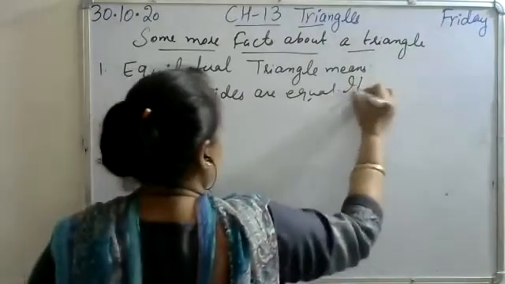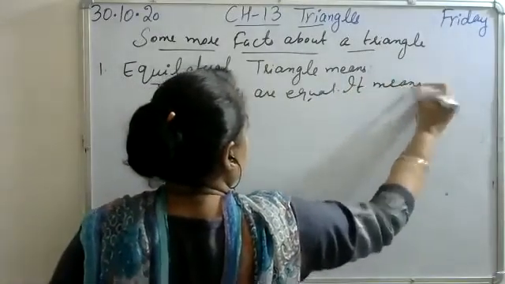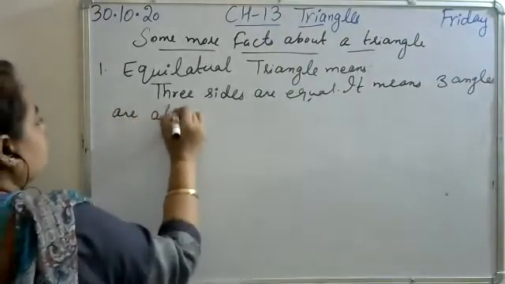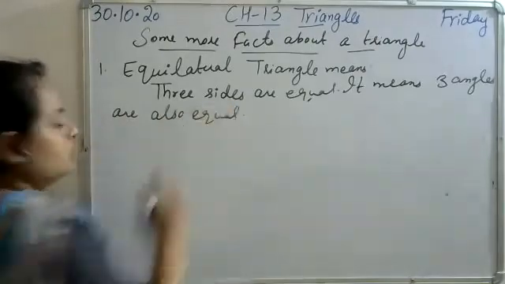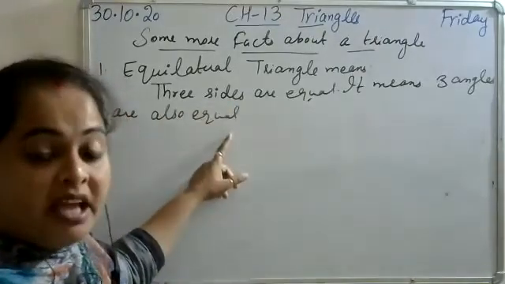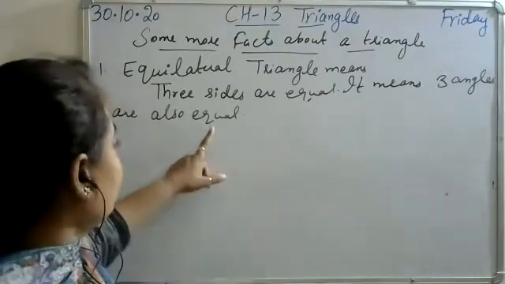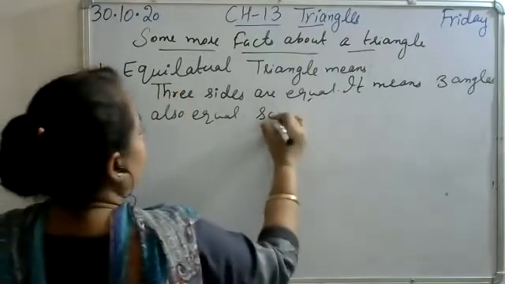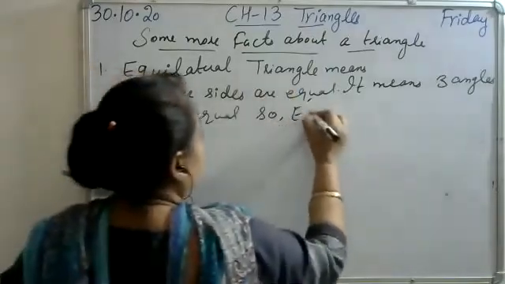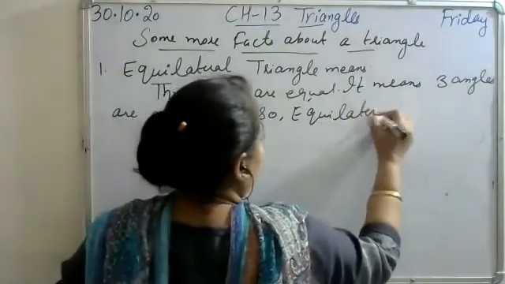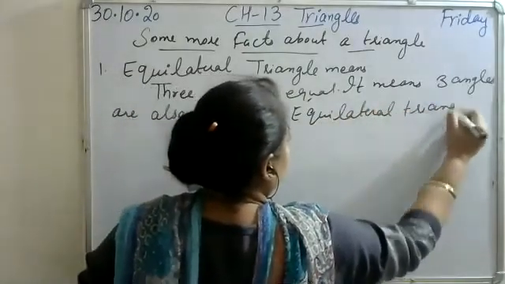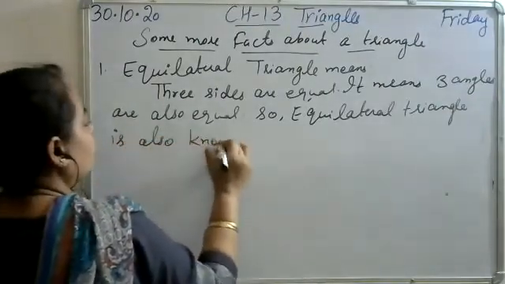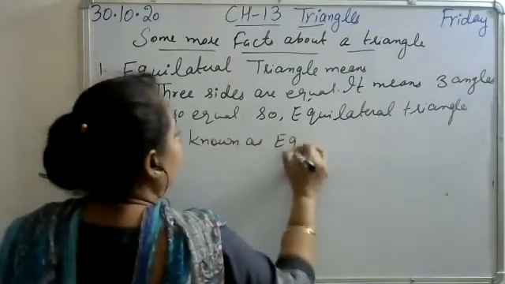It means three angles are also equal. This is a very important property. As three sides are equal, it indicates that three angles are also equal. So an equilateral triangle is also known as equiangular.